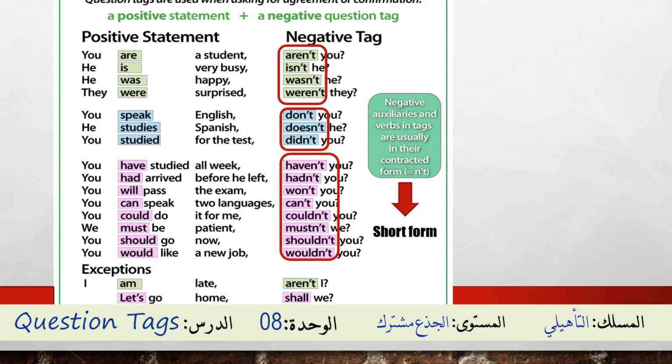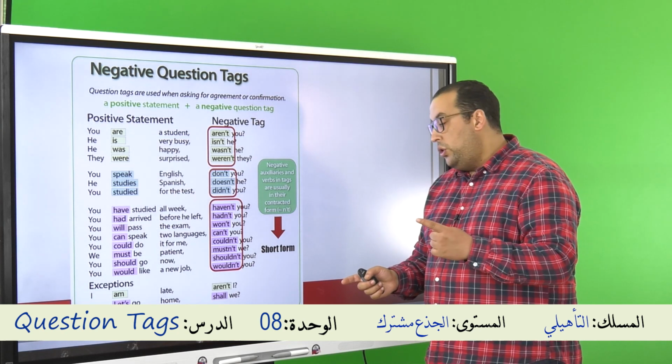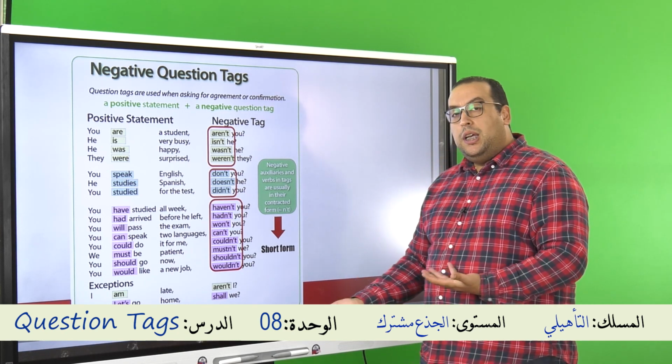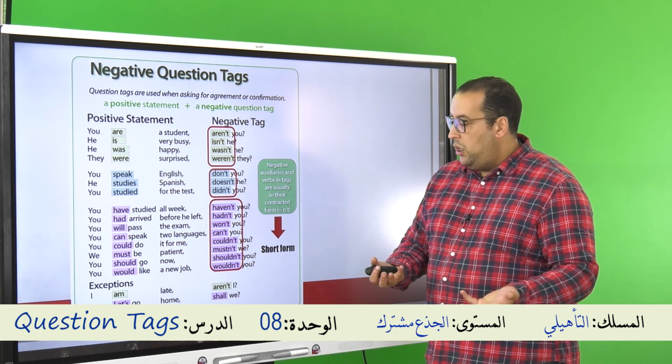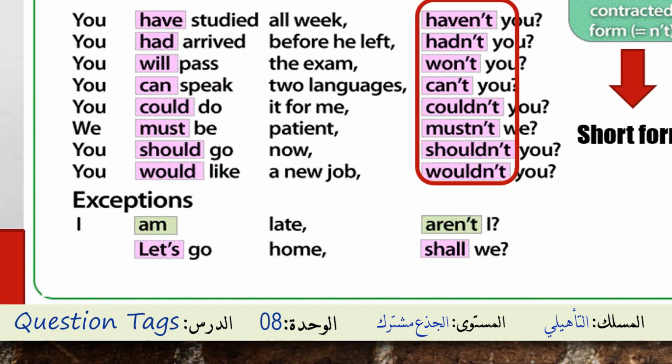Okay. Again, another exception. When we say let's do something, let's go, like in the example, let's go home. Shall we? So let's is changed with the word or the modal shall. Okay? Let's go home. Shall we? It is more polite in some situations to say shall we, because let's may sound sometimes like an order or a command. But to make it more polite, we use the question tag shall we.